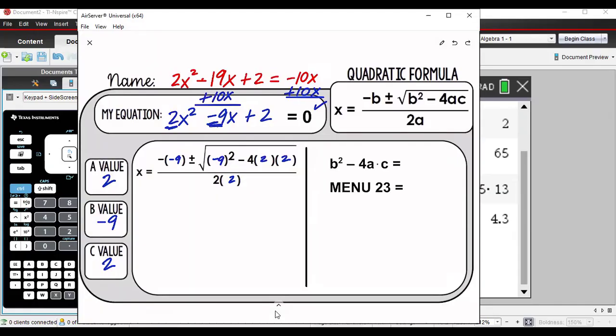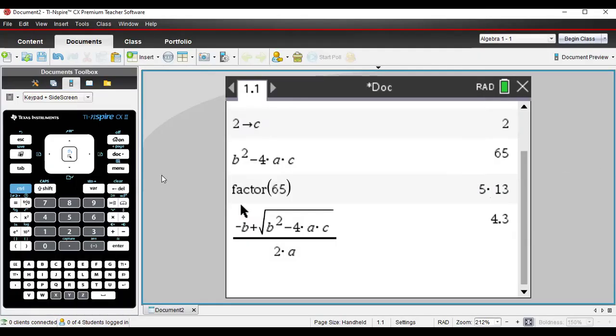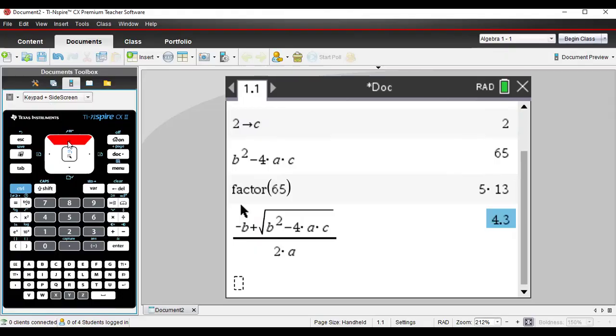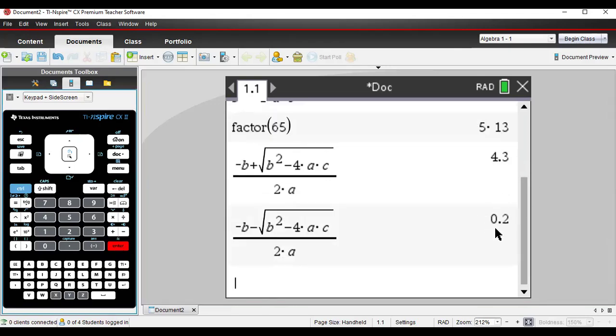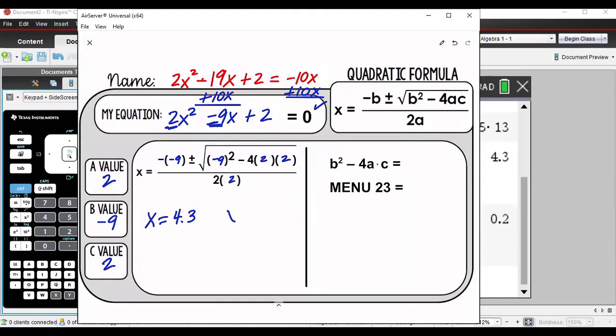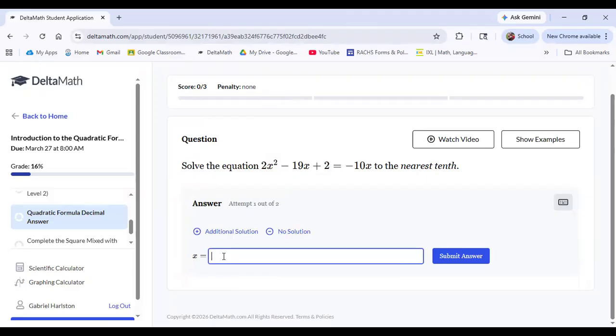So now all I'm going to do is come here and go x equals 4.3. And now I'm going to get the other irrational rounded root by just copying. So I copy this, press enter, and then I'm going to change the plus to a minus, and press enter again, and it tells me that the other irrational root is 0.2. So I come here, and I say x equals 0.2. Those are our answers. Let's go and enter those. The first one was 4.3, and then our second one is going to be 0.2.